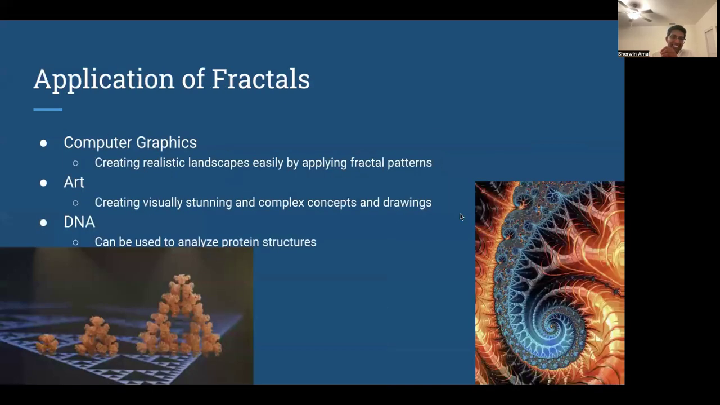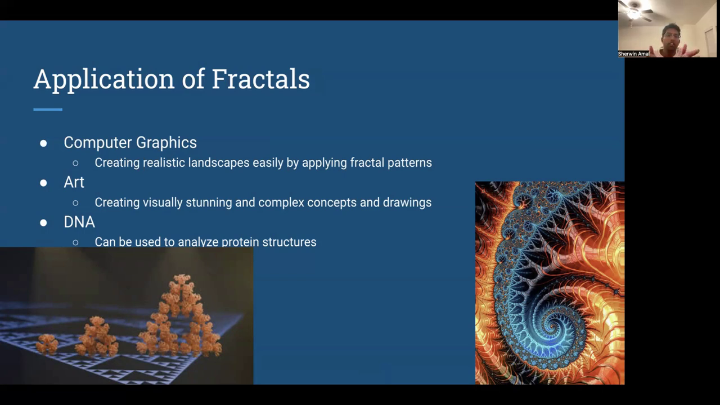In terms of applying fractals, it's common to use them in computer graphics, particularly for creating realistic landscapes. If we're trying to mimic nature, for example a coastline or a mountain range, applying these fractals can be very helpful to create realistic landscapes that are not always hard-coded. And for art, as you can see in the bottom right image, you can create visually stunning images and complicated drawings that can be applied regardless of how close you are to the actual image.